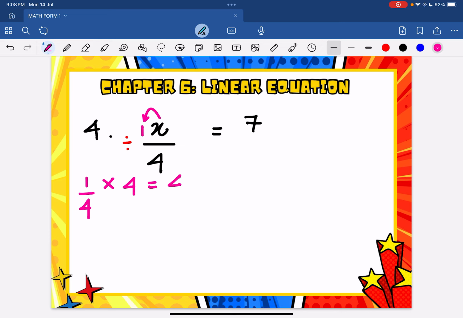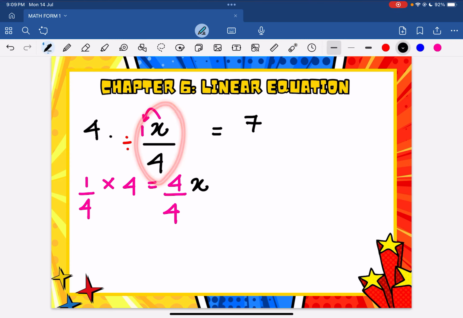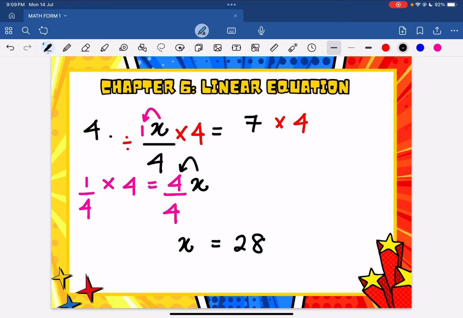So we get 4 over 4, so it's 1. That is what is happening here. I just put the x. That's why here we need to times 4. So on the left hand side times 4, the right hand side also times 4. What is the value of 4 over 4 times x? It's actually 1x. So x equal to 28.